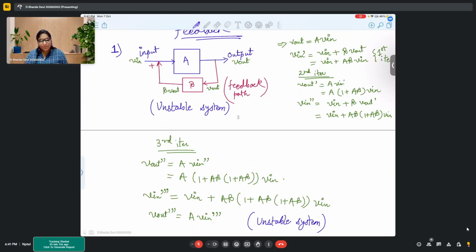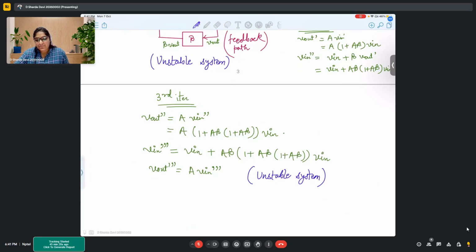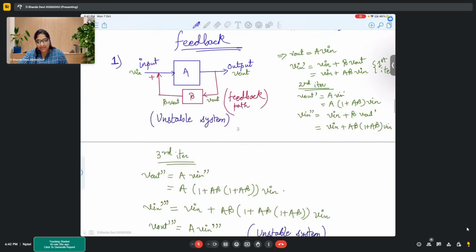But that's a good point. It definitely depends on A into beta, like A and beta values. So yeah. Right. Thank you. Okay. So in this system, we found out that this particular feedback, which is the positive feedback, makes your system unstable.